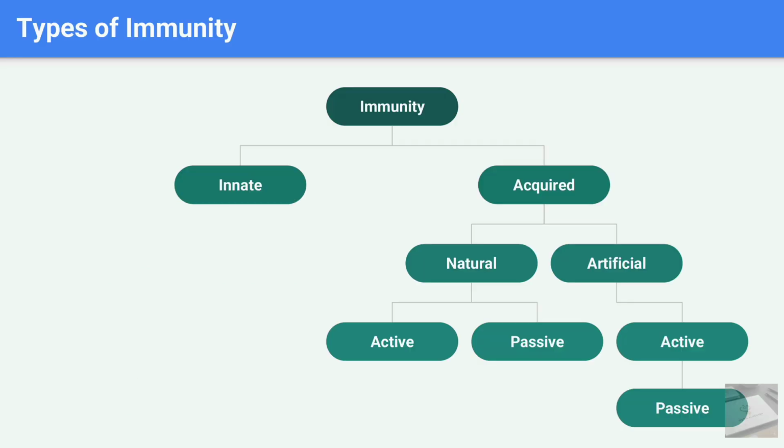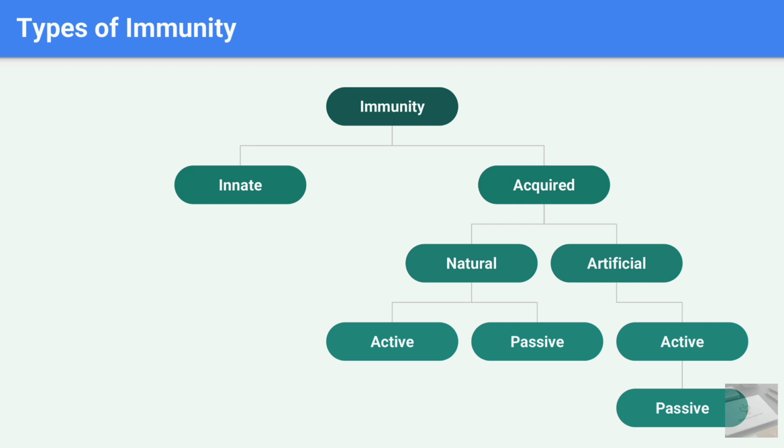Immunity can be divided into innate, which is present at birth, and acquired or adaptive immunity, which is acquired throughout life. Acquired immunity is called natural if developed naturally after exposure to pathogen or antigen, whereas it is called artificial if immunity is induced through deliberate actions such as vaccination. Both natural and artificial acquired immunity can be divided into active if the body produces its own antibodies in response to an antigen, and passive if the body receives pre-made antibodies from another source.